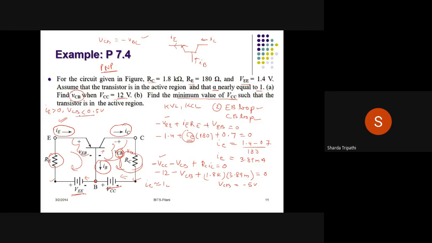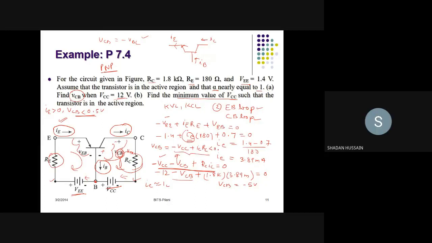So I'm going to use this condition. From this equation you have already written, where you have VCB in terms of VCC and ICRC, I'm going to rearrange this. From here I can say that VCB is equal to minus of VCC plus ICRC.